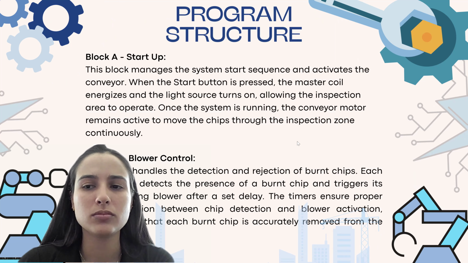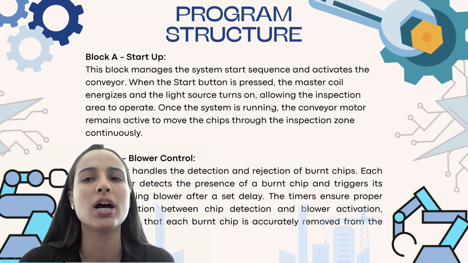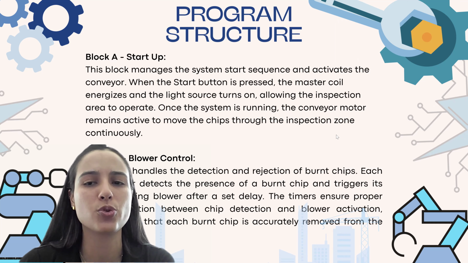For the sake of explaining the logic, I decided to divide the program into two blocks. Block A is the startup. This block manages the system start sequence and activates the conveyor. When the start button is pressed, the master coil energizes and the light source turns on, allowing the inspection area to operate. Once the system is running, the conveyor motor remains active to move the chips through the inspection zone continuously.